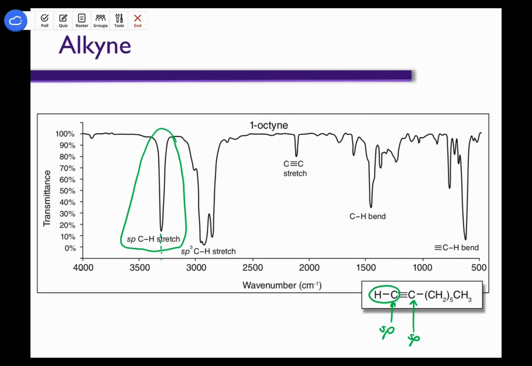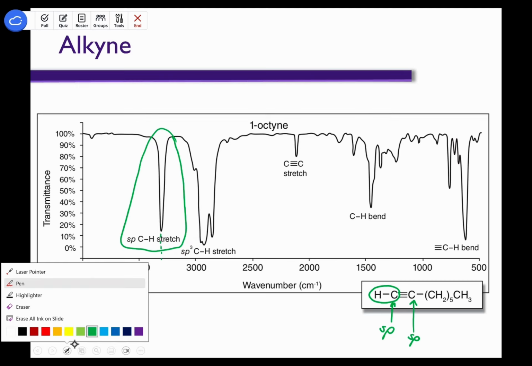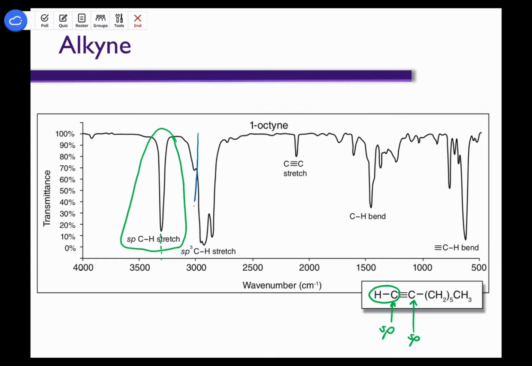Now notice only one of these two carbons has a bond to hydrogen. The carbon on the right just continues on with the carbon chain. So it's only this one sp carbon to hydrogen bond that produces that really intense peak. In addition to that, we can still see just less than 3,000 wave numbers the carbon hydrogen stretches that are in the sp3 category.